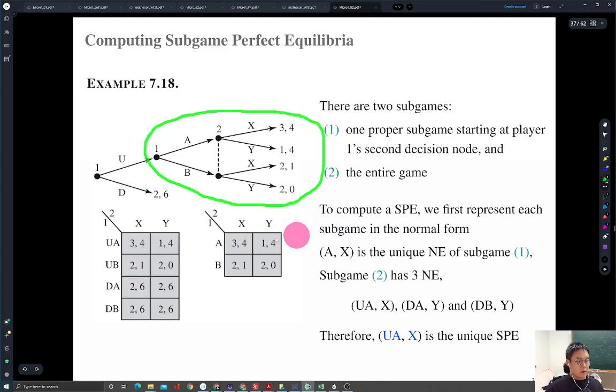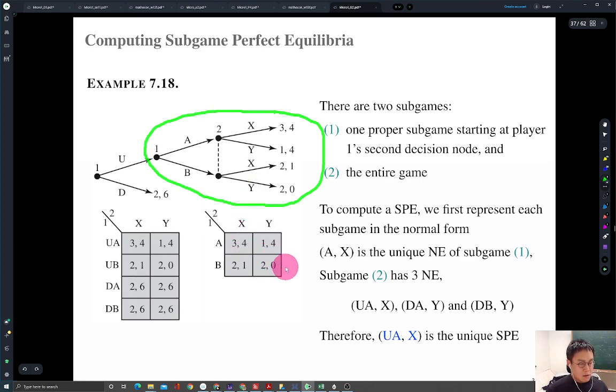So SPE requires Nash equilibrium play in this game. At the same time, it additionally requires Nash equilibrium play in this subgame. This is a normal form representation of this subgame. In this proper subgame, player 1's strategy is just A and B, because he has just one information set. And so does player 2, he has just one information set. So his strategy space is going to be the action space, X and Y. Its normal form representation is going to be 2 by 2.